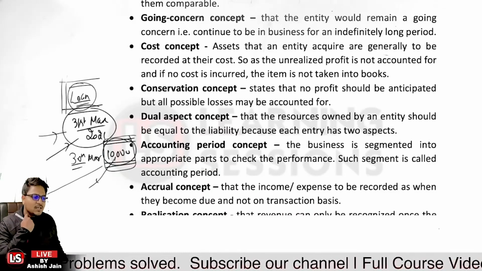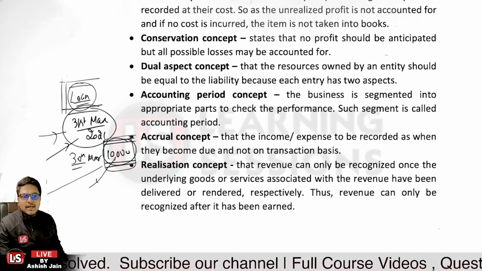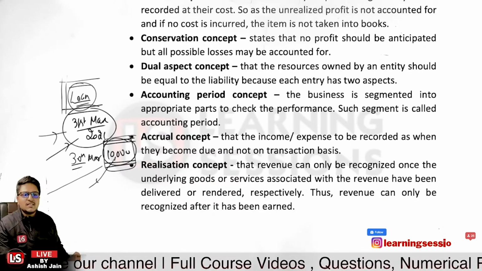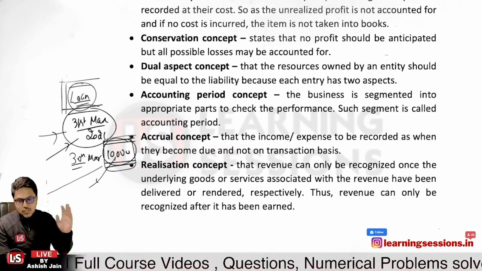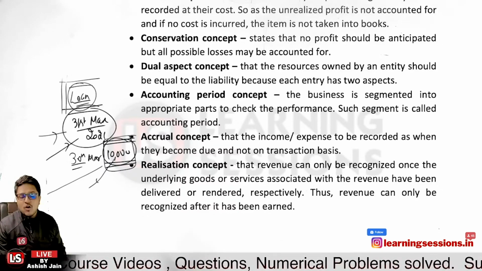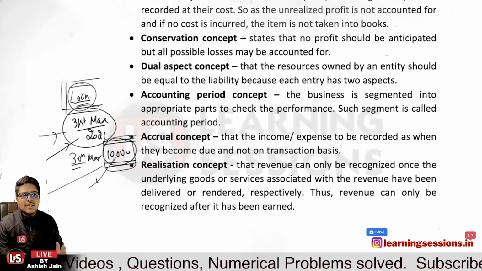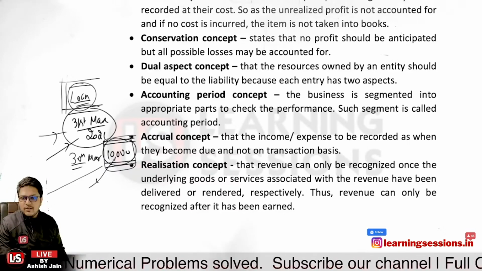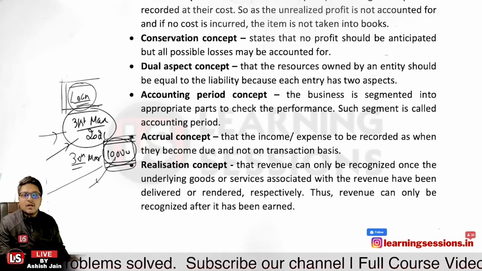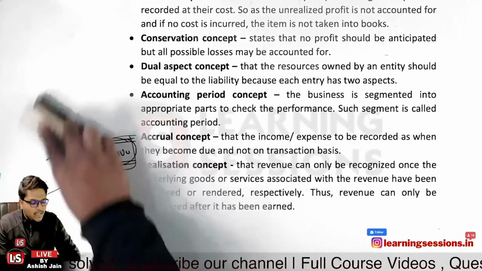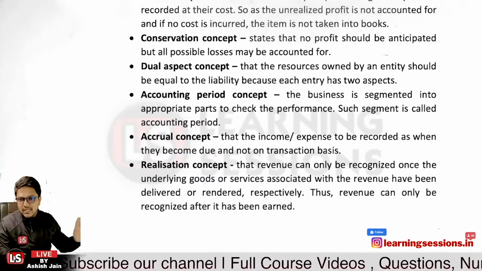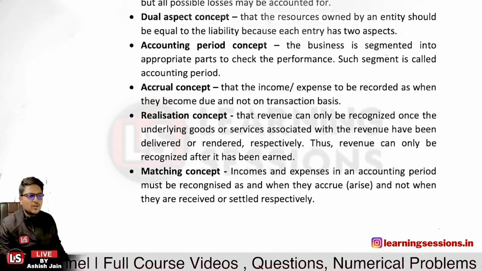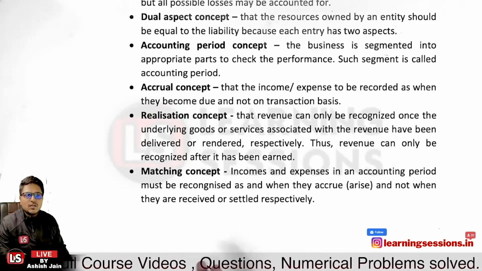Then it is the realization concept. That revenue can only be recognized once the earnings associated with the revenue have been delivered or rendered. So when you have delivered or rendered the services, only then the associated revenue can be recognized. Associated revenue can be recognized only when you have earned it, not before that. So when you have basically delivered the goods or rendered the services, only then you can recognize your earnings, revenue over there.